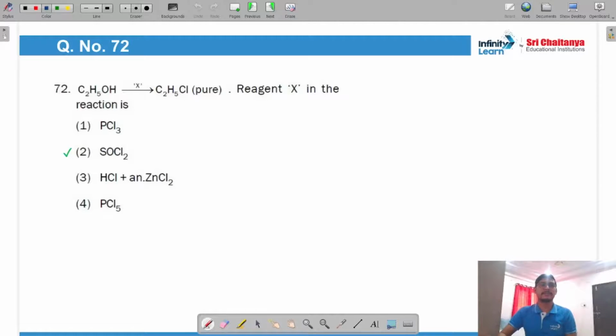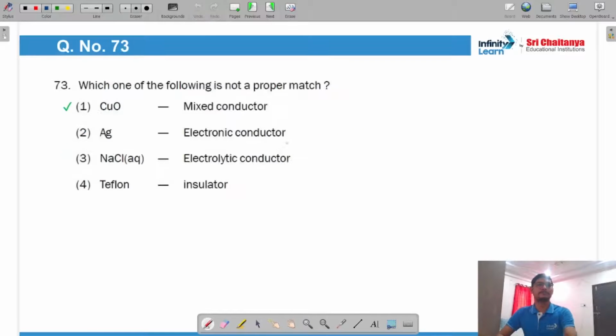C2H5OH with X gives pure C2H5Cl. The reagent X in this is the very famous Darzens method, right? Because the use of SOCl2 in the preparation of chloroalkane from alcohol results in the formation of sulfur dioxide and HCl as byproducts, both of which are gases and escape easily from the reaction mixture. So that is the correct answer.